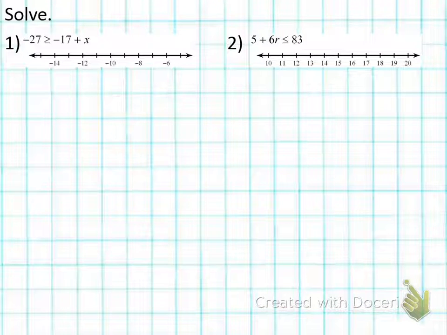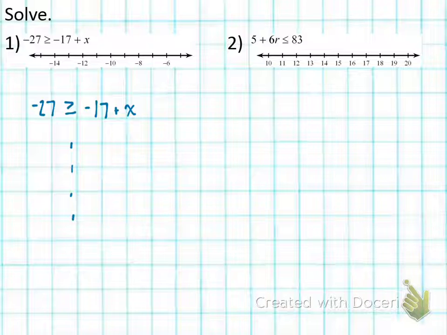So, number 1, negative 27 is greater than or equal to negative 17 plus x. Okay, so I'm going to rewrite this underneath it because it's kind of hard to see there. I'm going to use SADMAP. I know what the order is. So I'm looking for my variable, and I'm going to draw my fence just like before, just so I know where everything is. But instead of the fence being an equal sign, it's going to be this greater than or equal to sign. So my variable here is x, right?